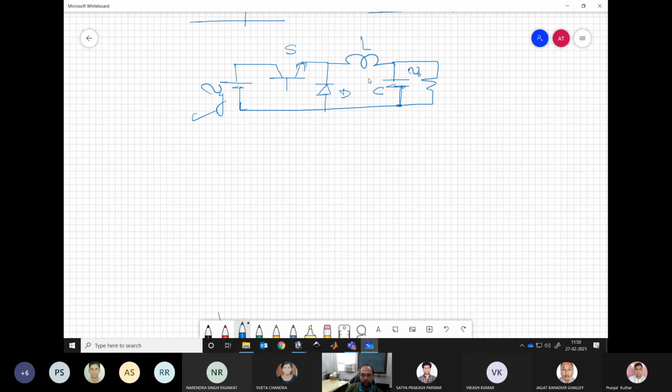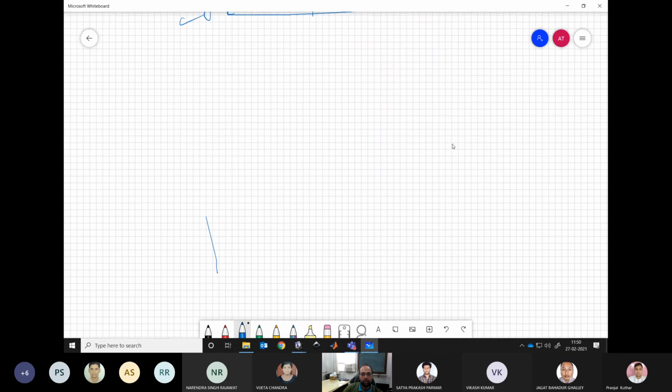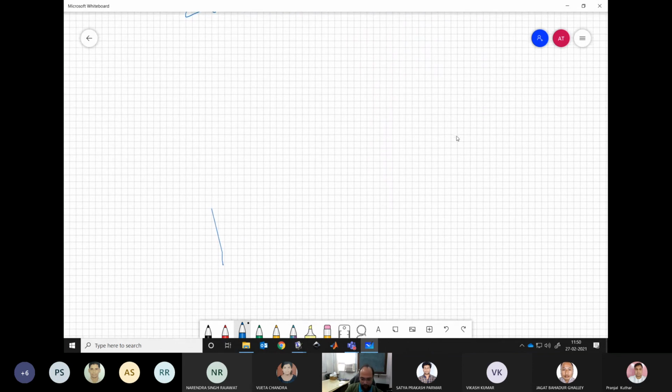A similar exercise we can repeat for the boost converter, and then the buck-boost can be taken as an exercise for you people to complete. So let us quickly see what the requirements are for a boost converter.